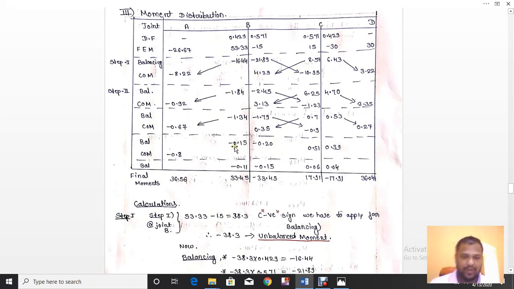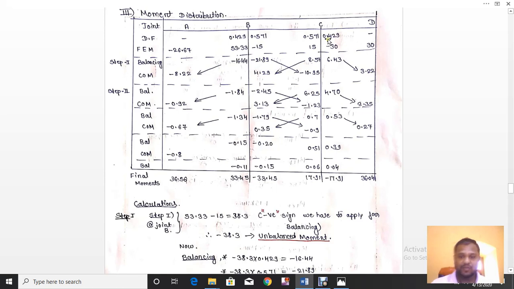So 0.15, half of this moment is here. So 0.20, half of this moment should come here. 0.51, half of this moment should come here. So 0.39, half of this moment should come here. So sum all these things, minus 15, don't consider the distribution factors. So minus 15, minus 21.89, all these things, we are going to get this answer. Remember how to cross check this? To cross check this, at a particular joint, the moments from both the sides should be equal but having opposite sign.